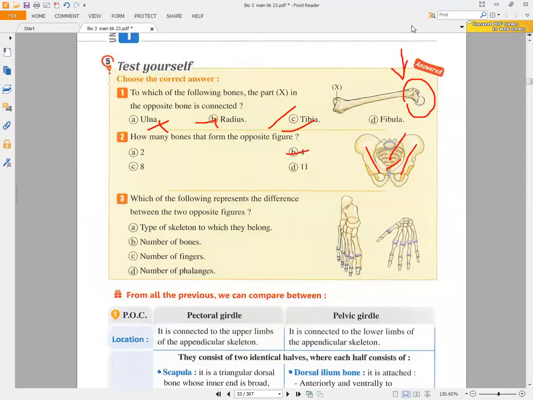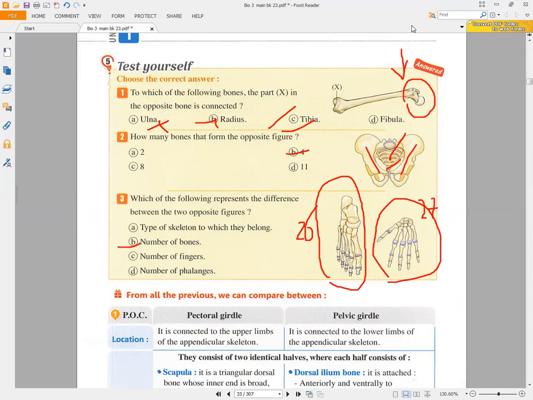After that, which of the following represents the difference between the 2 opposite figures? You will see that we will have here the foot and here the hand. The total number of bones here will be 26, but the total number of bones here will be 27. The type of skeleton, both of them will be the appendicular skeleton. The number of bones, yes, this is the difference between them. The number of fingers, both of them will have 5 fingers. The number of phalanges, both of them will have 13 phalanges, okay? So the true answer here will be number B.